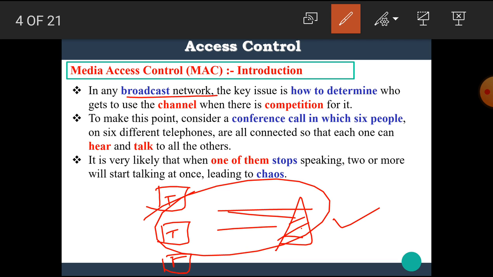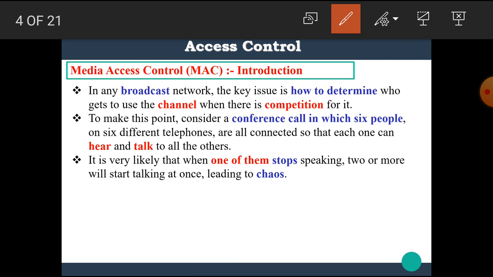Okay, and in this network the main issue is that there is only one channel, and the problem occurs when all these stations want to transmit data or receive data through this channel. If all the stations transmit or receive data at the same time, then the collision occurs. Hence, there is competition for the use of the channel in a broadcast network.